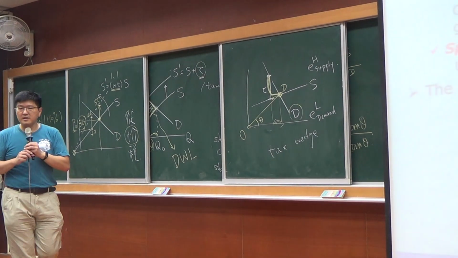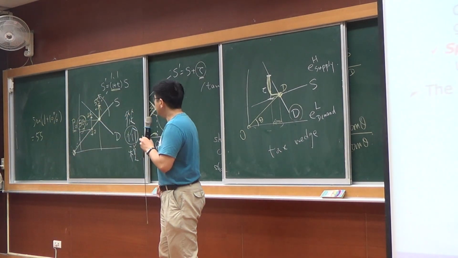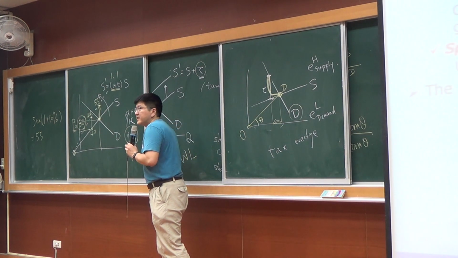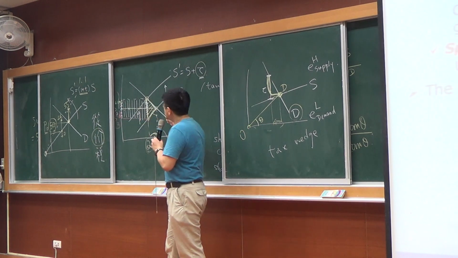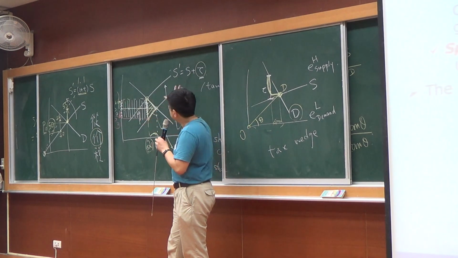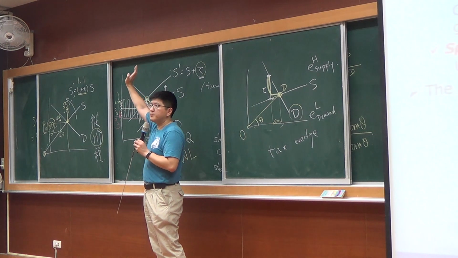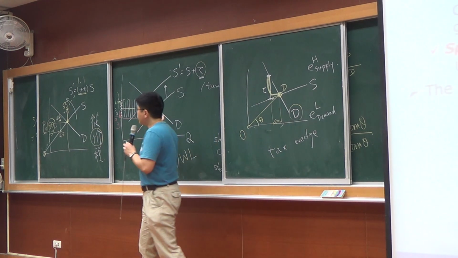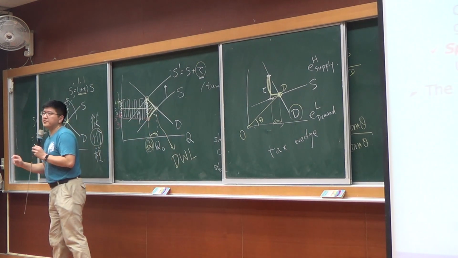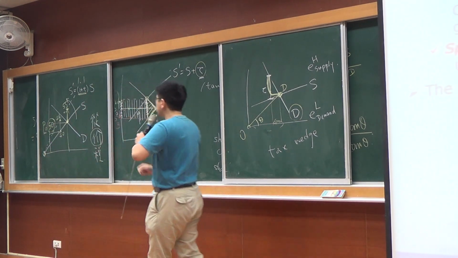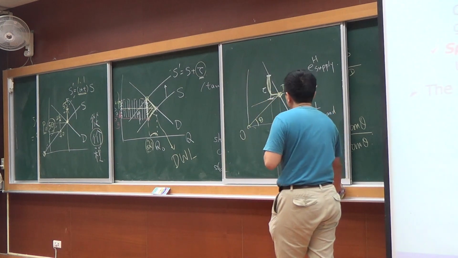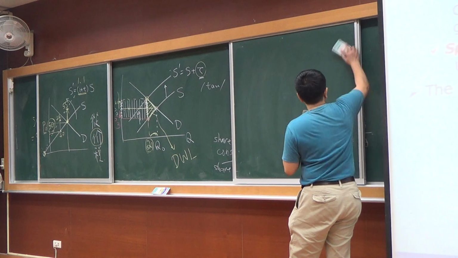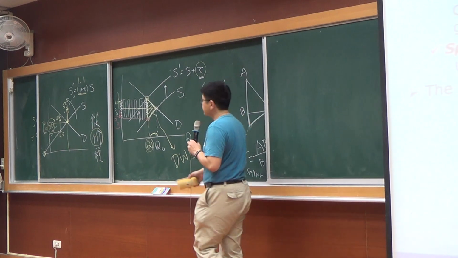If you want to analyze using this kind of diagram, if it is a specific tax, we use the parallel upward shift; for ad valorem tax, rotation. Any question?